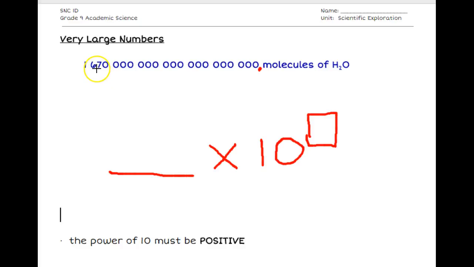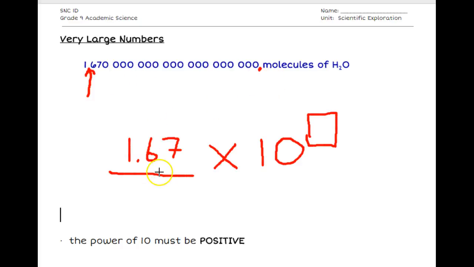I'm not quite done here because 16.7 is not less than 10. So I ultimately am going to have to put my decimal place right here. So that gives me the base for this power, written in scientific notation, of 1.67.